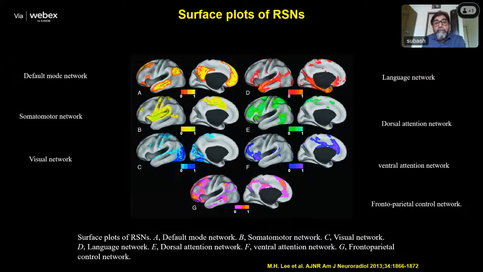These are some of the networks which were identified later: language network, default mode network, somatomotor network, visual network, and many others. People have already identified about 17 to 18 resting state networks in the brain, and they are trying to identify more and more networks which are pre-existing in the brain. More and more work is going on.